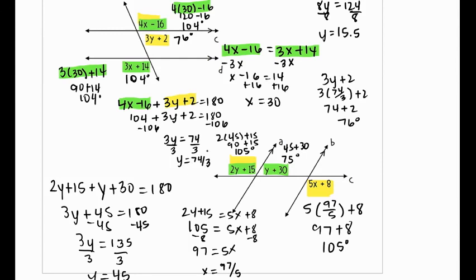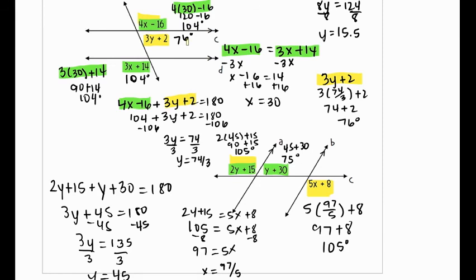Just leave it in that fraction, because when I go ahead and plug that in to my 3y plus 2, that yellow angle that we were solving for, when I multiply 3 times 74 thirds, then the denominator cancels with that 3, and we get 74 plus 2 for a total of 76. When I go back and double check, 104 plus 76 does equal 180, and they ended up being supplementary as they should have been.